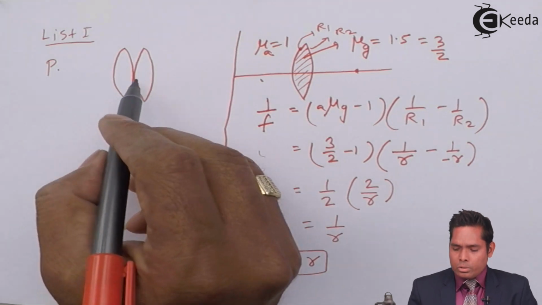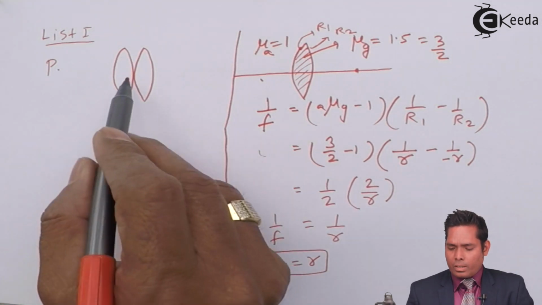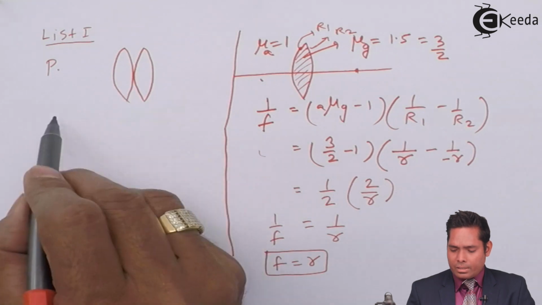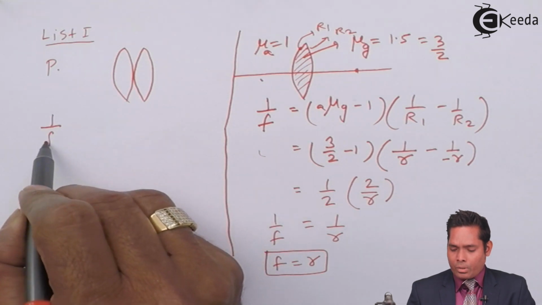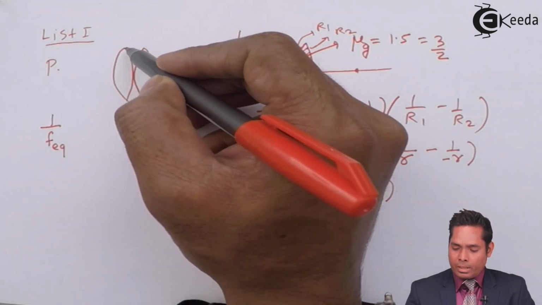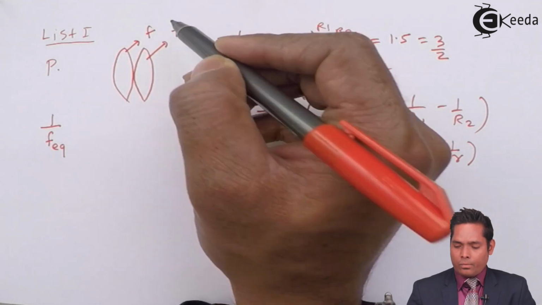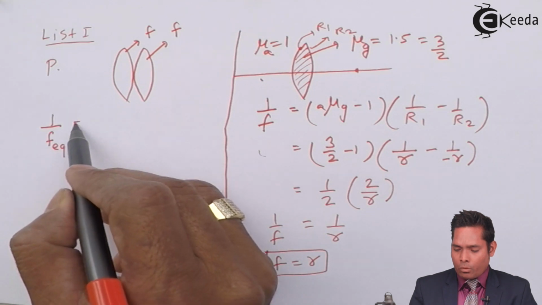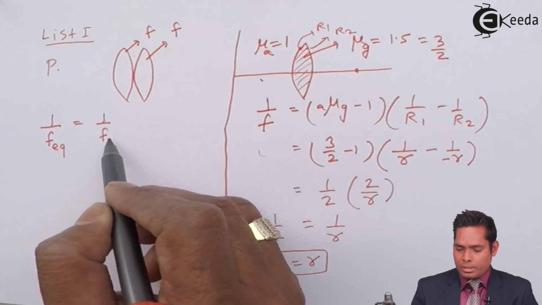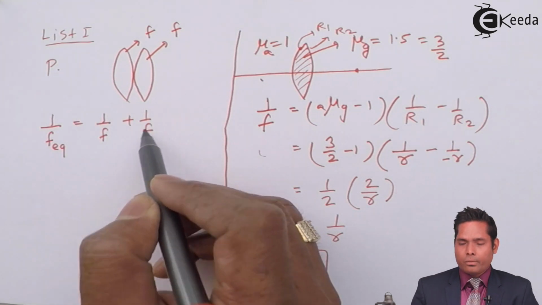Now I'll use the combination formula for this case. 1 by F equivalent, supposing that these two have the same focal length, this one has focal length F and this one also has focal length F. So the equivalent formula is 1 upon F1, that is F, plus 1 upon F.